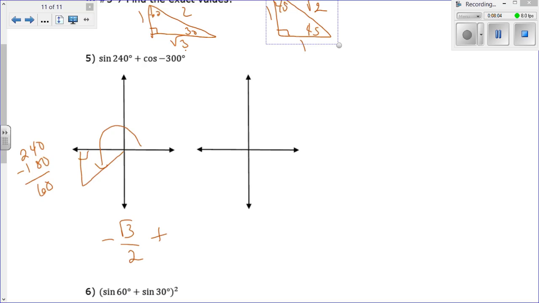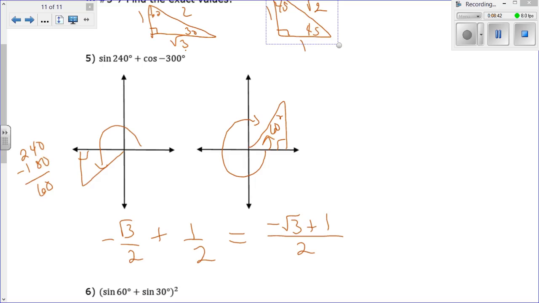Plus the cosine of a negative 300. Well, a negative 300, I'm going to go this direction, and that's actually going to put me in quadrant 1. And if I'm going a negative 300, that means the positive angle is 60, because they're coterminal angles and they have to add up to 360. So what is the cosine of 60? Well, cosine of 60 is 1/2. I'm in quadrant 1, it's positive, so it's 1/2. So to combine these, my denominators are alike, so I just put it over 2, and it's negative radical 3 plus 1.